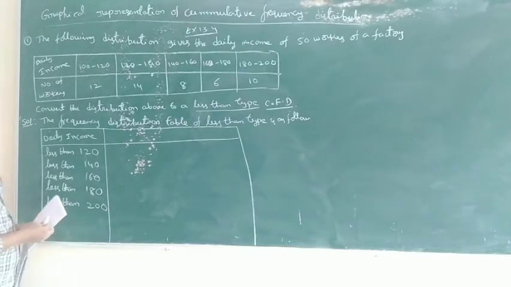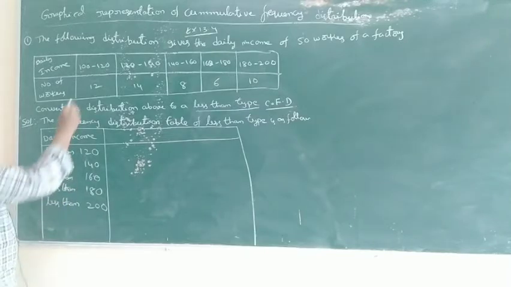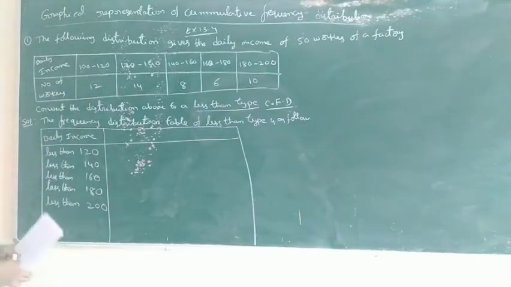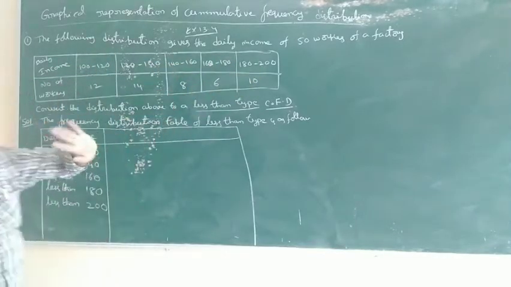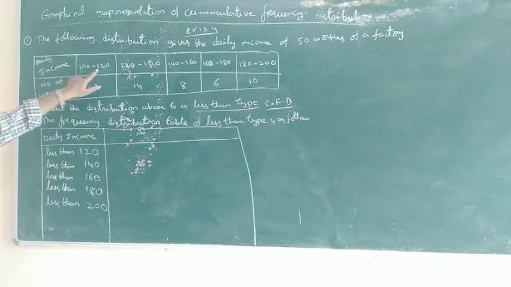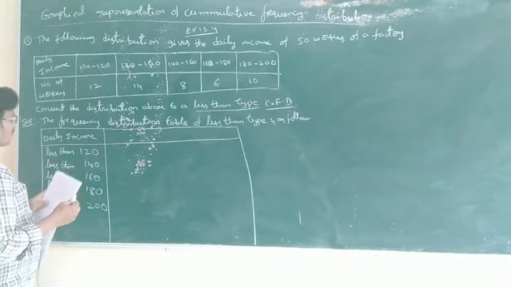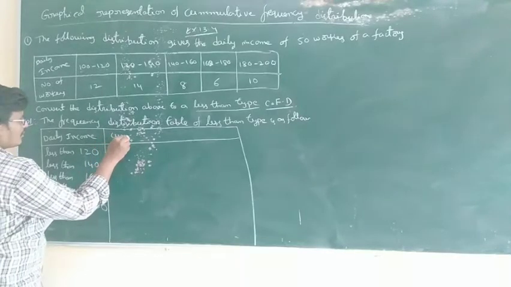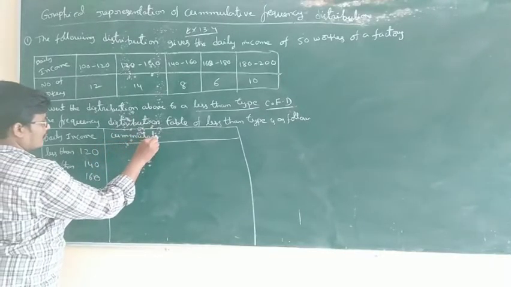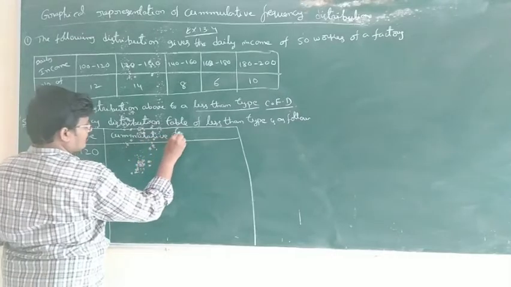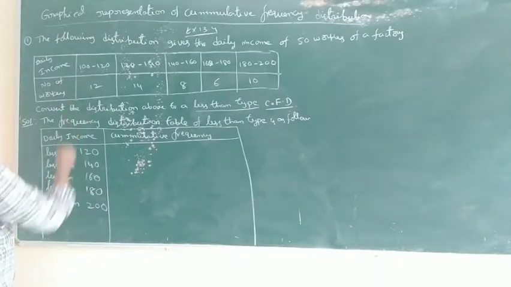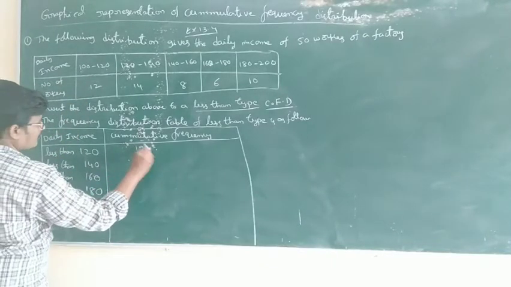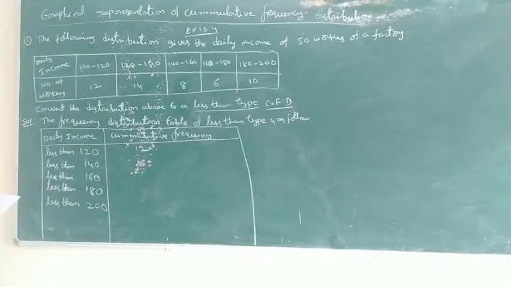What is the limit? The least is 100 and the highest is 200, so 100 to 200 is the limit. Less than 120 means 12. This is the cumulative frequency. So less than 120, how many? 12.